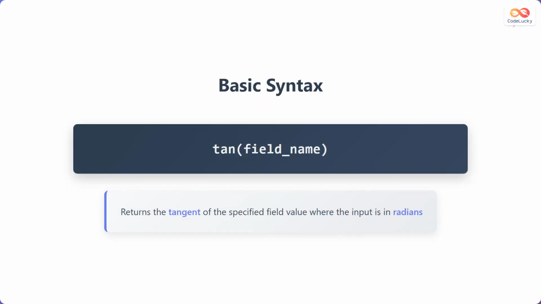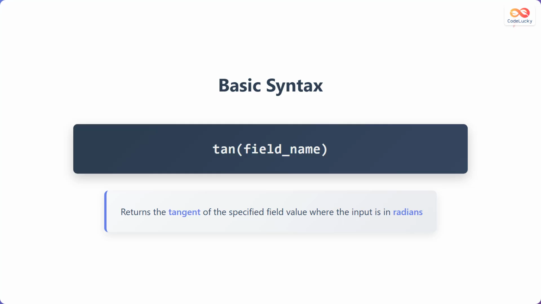The syntax for the tan command is straightforward and follows standard SPL function conventions. You simply write tan followed by the field name in parentheses. The function takes a single parameter, which should be the field containing your angle values. It's important to remember that the tan function expects input values to be in radians, not degrees.